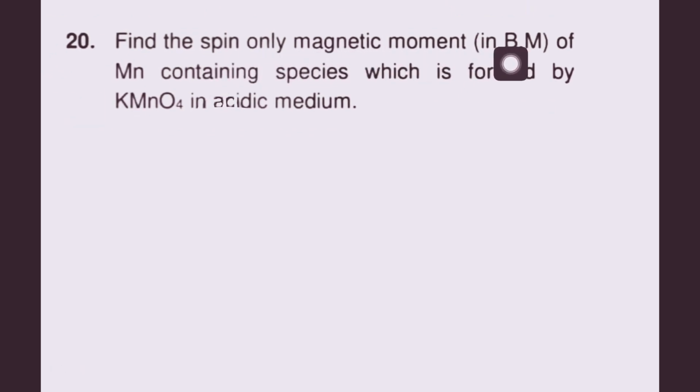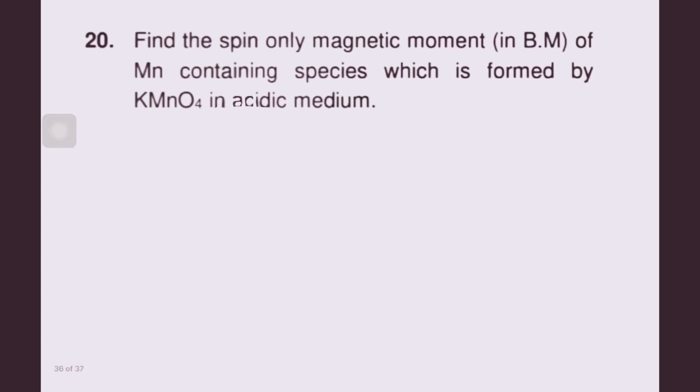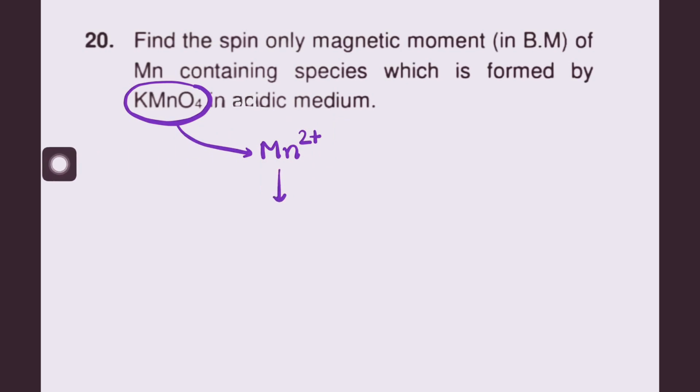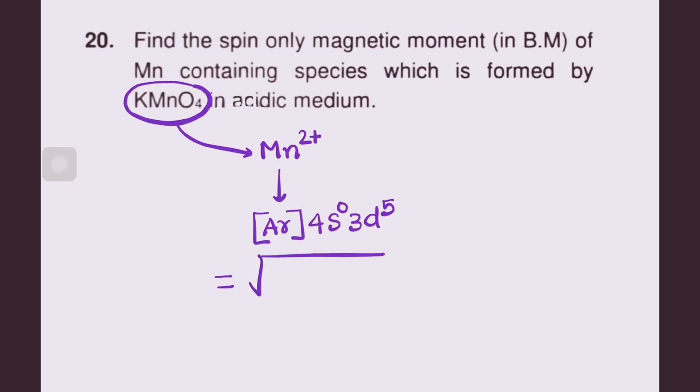Find the spin only magnetic moment in Bohr magneton of the manganese containing species which is formed by KMnO4 in acidic medium. KMnO4 in acidic medium basically gives you Mn2 plus. In neutral or weakly basic medium it goes to plus 4 and in strongly basic medium it goes to plus 6. So it is Mn plus 2. Mn plus 2 is what? If you do the electronic configuration it will be argon 4s0 3d5. So it has 5 unpaired electrons, then the magnetic moment is the square root of n into (n plus 2), that is the square root of 35 BM.